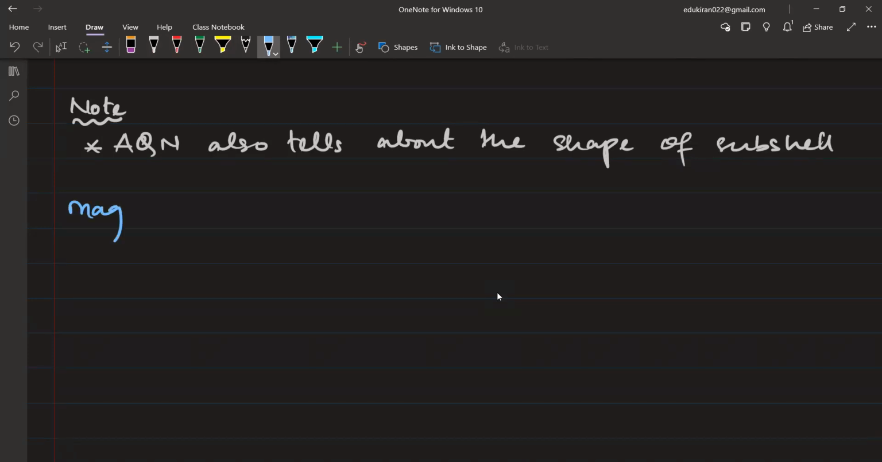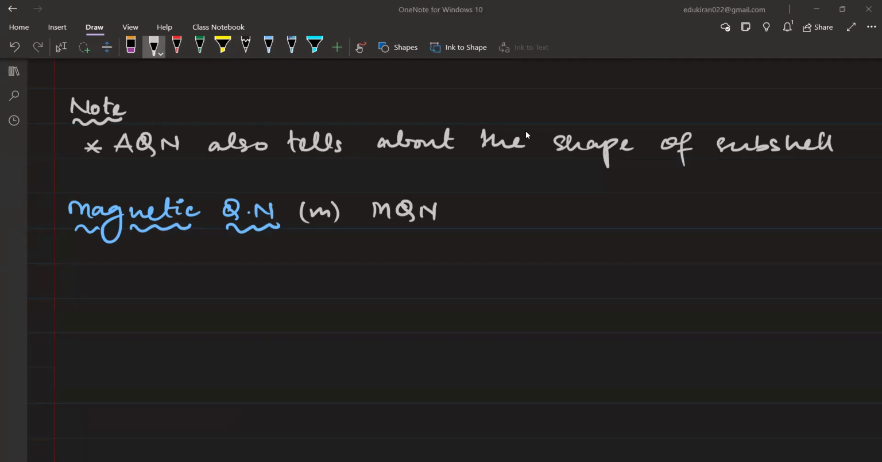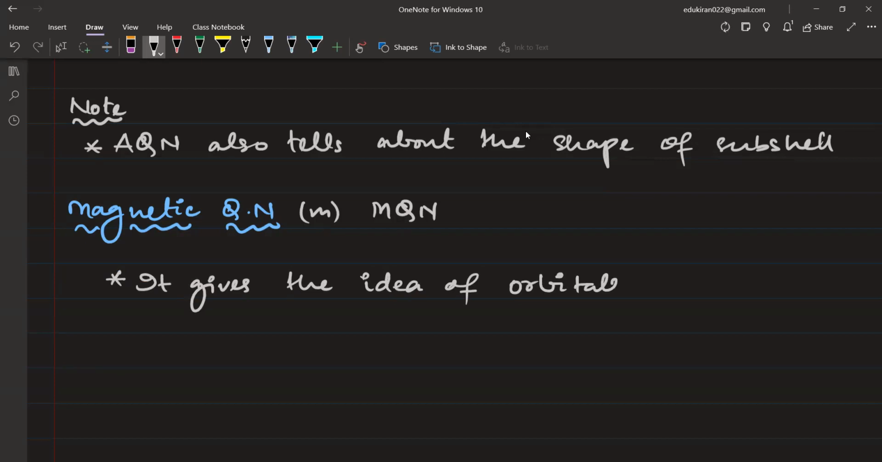Write the next one: Magnetic quantum number. Magnetic quantum number is represented by M. Very good. And sometimes I will call this MQN. Please write next: it gives the idea of orbitals in a given subshell.